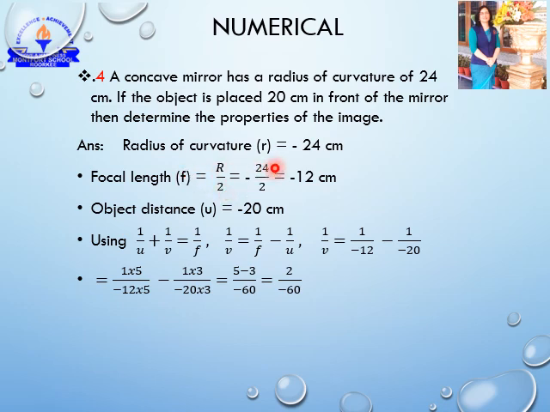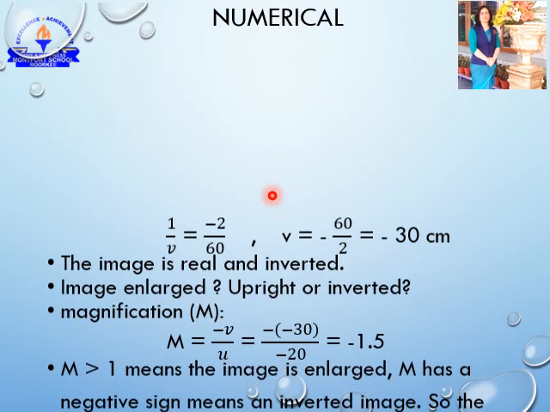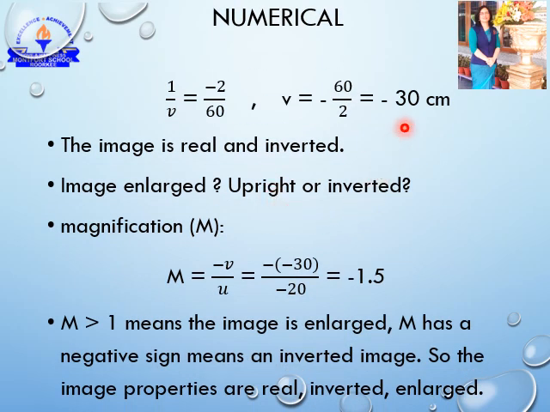Put the value of r which is equal to 24 and get the value of focal length, that is minus 24 by 2 equal to minus 12 centimeter. Object distance is given to you, minus 20 centimeter. Using the mirror formula, that is 1 upon u plus 1 upon v is equal to 1 upon f, we can get the value of 1 upon v. Once you have got the value of 1 upon v, that is equal to 2 upon minus 60, get the value of v by reversing the order, that is v will be equal to minus 60 divided by 2, that is equal to minus 30. So now the value of V we have calculated is minus 30 centimeter.